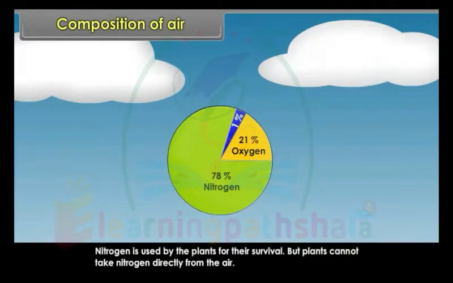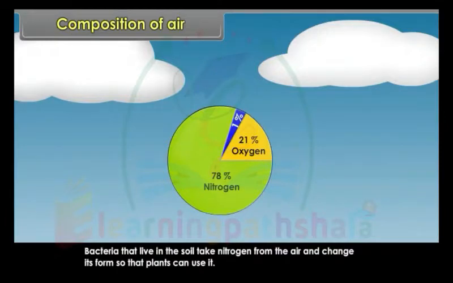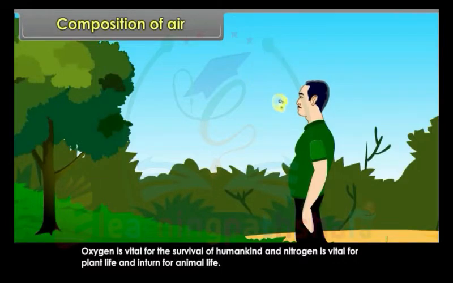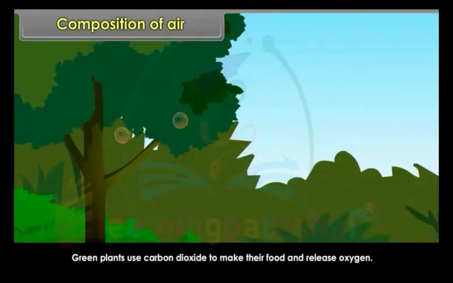Nitrogen is used by the plants for their survival, but plants cannot take nitrogen directly from the air. Bacteria that live in the soil take nitrogen from the air and change its form so that plants can use it. Oxygen is vital for the survival of humankind and nitrogen is vital for plant life and in turn for animal life. Green plants use carbon dioxide to make their food and release oxygen.